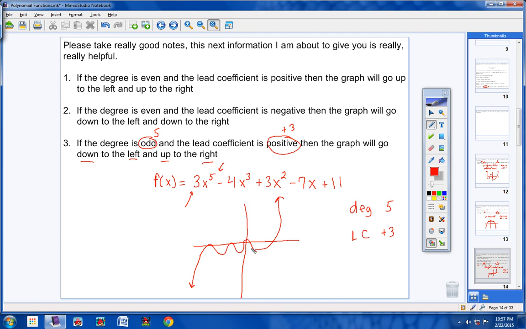After it's made all the turns it's going to take, it will go down to the left, and it will never come up again. It will keep going down, down, down. It will go up to the right, and it will never come down again. It will keep going up, up, up, okay? That is really helpful. This is when the degree is odd, and the coefficient is positive. Okay? If I'm going too fast, pause the video.